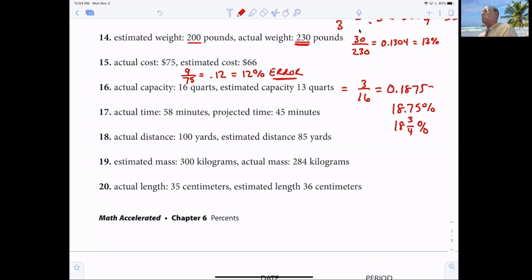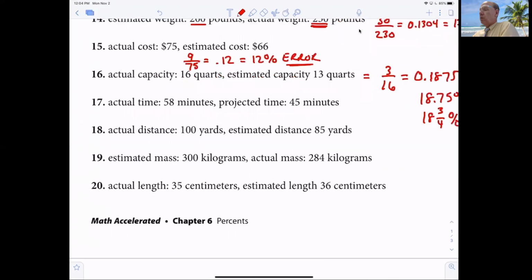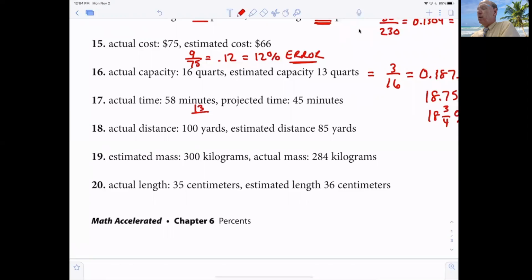Who's up? 17. 13. Listen, you guys, I'm concentrating. I need to hear her. 13 over what? Good. Okay, so now tell me what that is approximately. So it would be what percentage? Yes, 22.4%. All right, Avery, go.